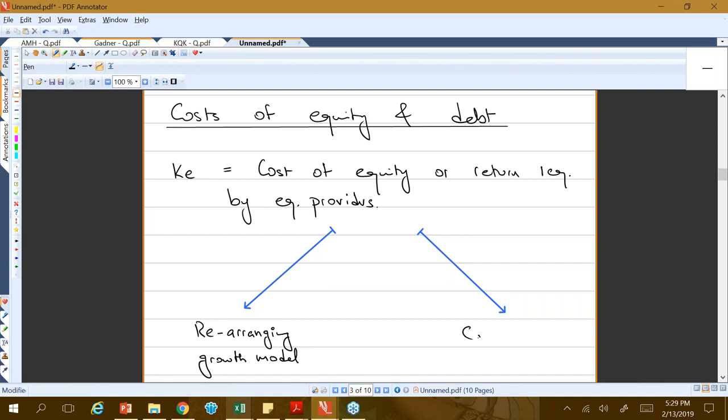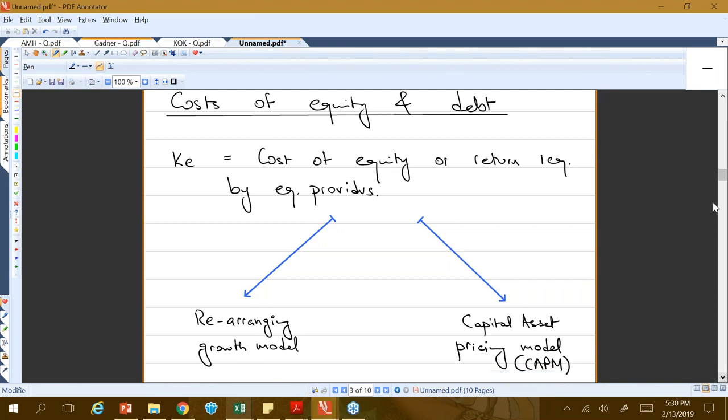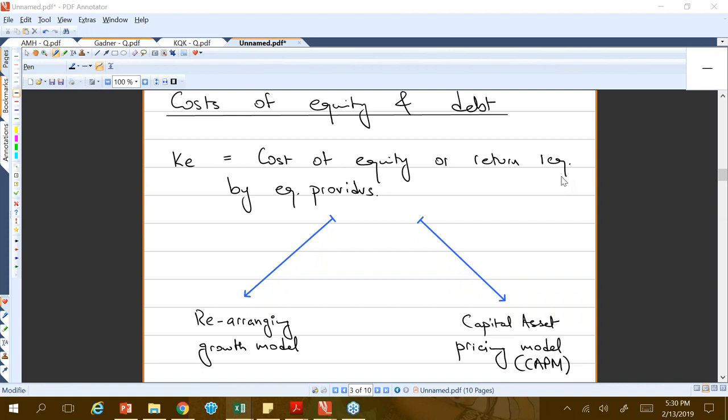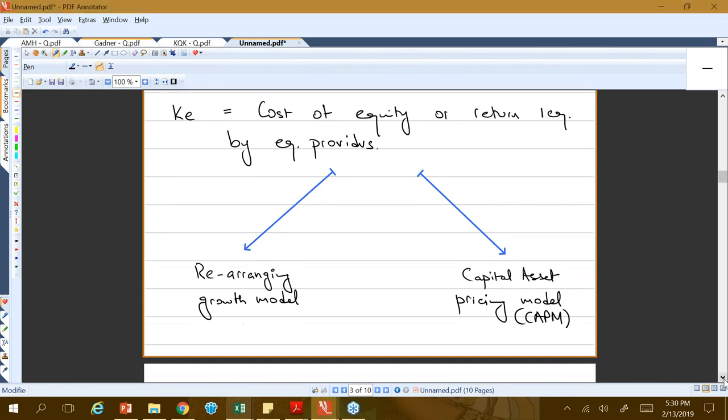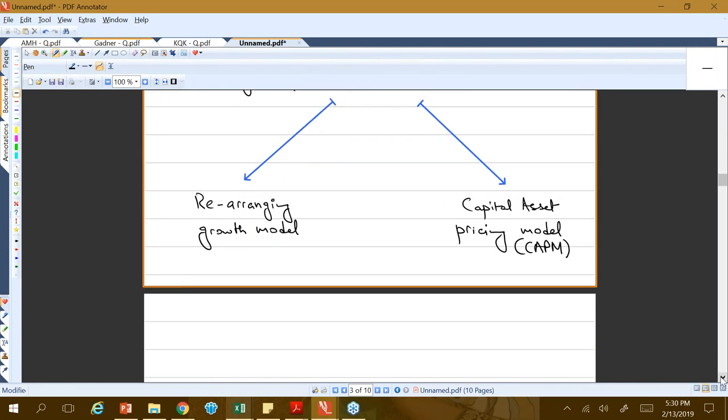And the second way is the capital asset pricing model. So two ways in which we can compute the cost of equity. We can compute it using a rearrangement of the growth model, and we can also compute it using the CAPM model. Now, we can go over them one by one and see both ways. A common question at this point students ask is, how would I know if I have to use rearranging the growth model or the CAPM?